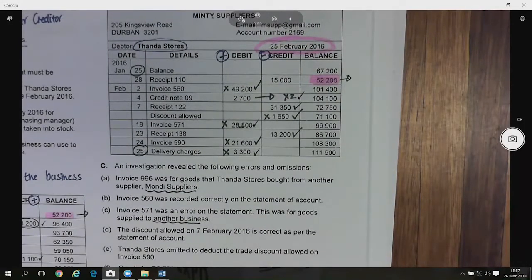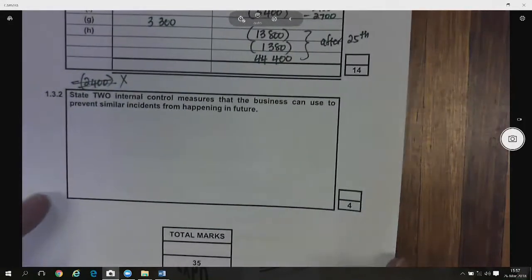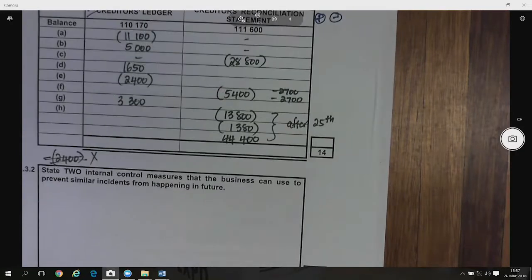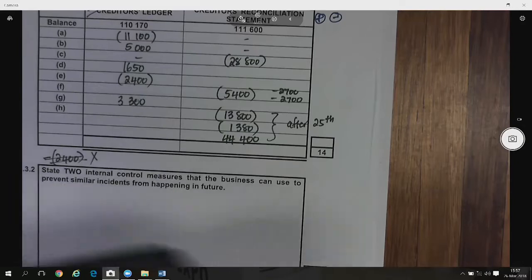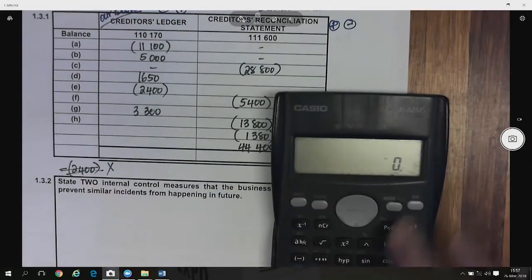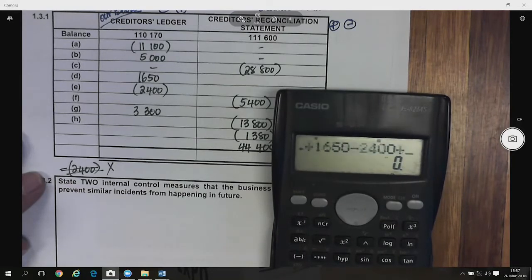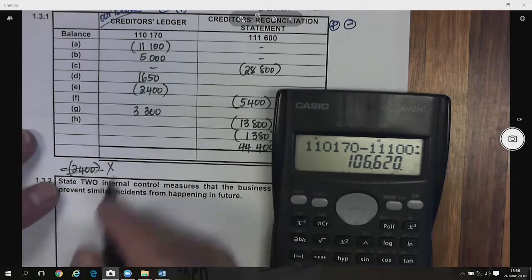So we go back to our two columns and we just say for the creditors ledger, in our books, 110,170 minus the 11,100 plus the 5,000 plus the 1650 minus the 2,400 plus the delivery charges, and that gives us 106,620.